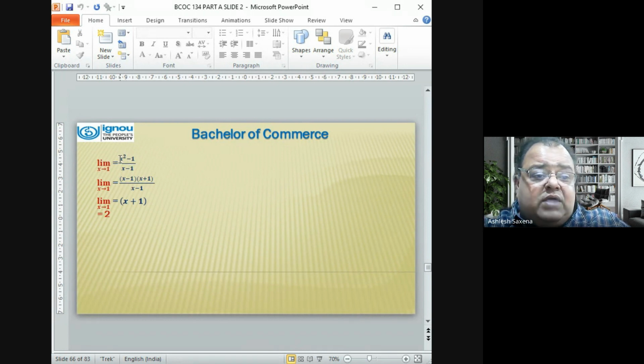Now what will we do? We will solve it. We will break it. So we get x minus 1 into x plus 1, because it is in the form of x square minus 1 square, and a square minus b square is equal to a minus b into a plus b. So we have split it. This x minus 1 and this x minus 1 will get cancelled. We will be left with limit x tends to 1 of x plus 1. Now put up the value. This will become 1 plus 1, 2. This is actually what we will be following.